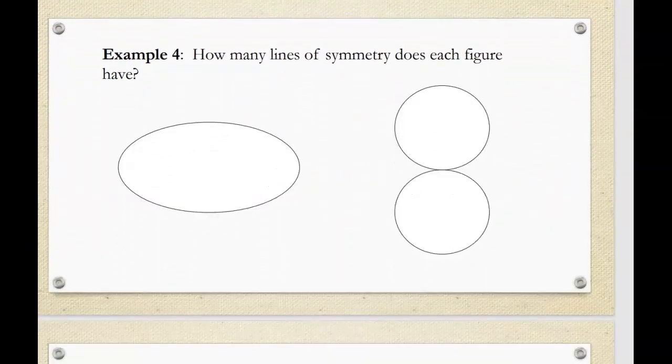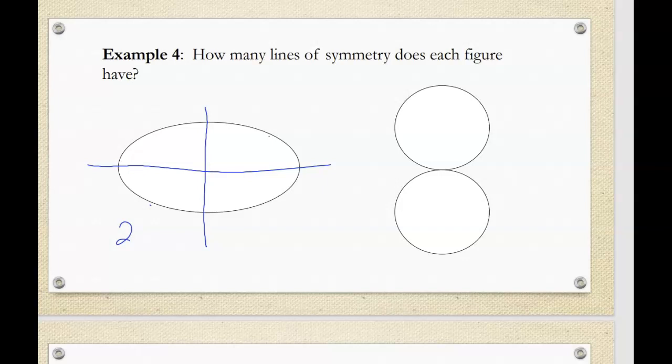Be careful with the ovals, okay? Because technically, yes, I can cut it down the center here. This side folds over on this side. I can cut it down the center here, if I could draw straight lines. This half would fold over on this half. I cannot cut it like this. This half does not fold over on this half, okay? And there's actually no other way I could cut this. This one actually only has 2 lines of symmetry.